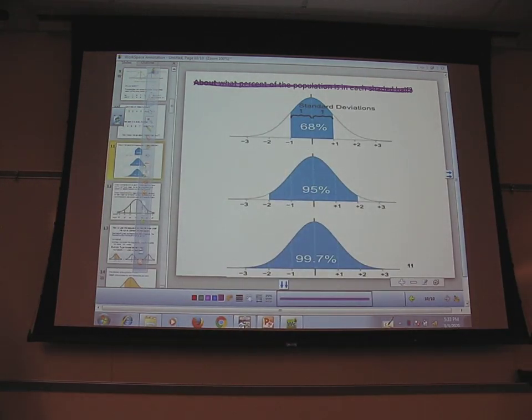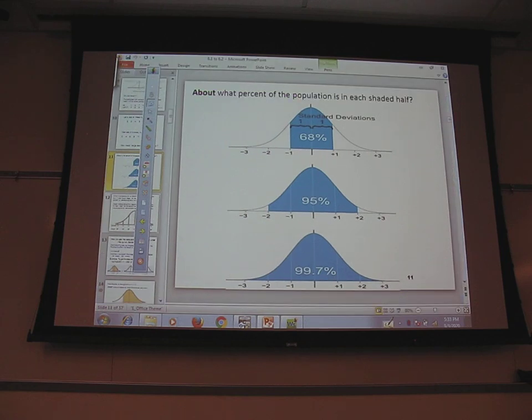Those are the 2 clues for that. Otherwise, we'd use our normal CDF like we learned last class. This applies only to normal distributions, so that will be in the prompt as well.